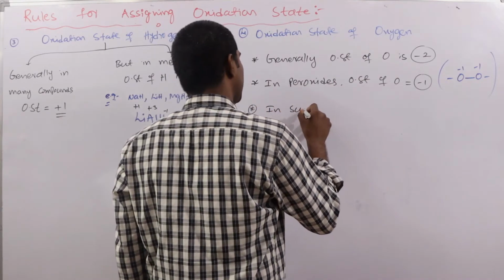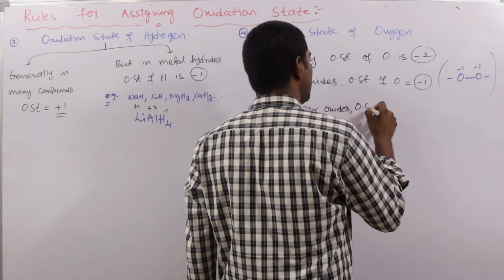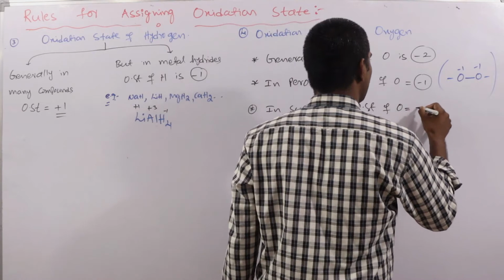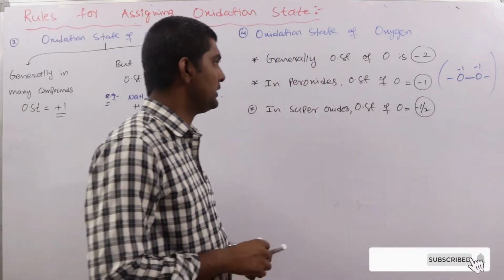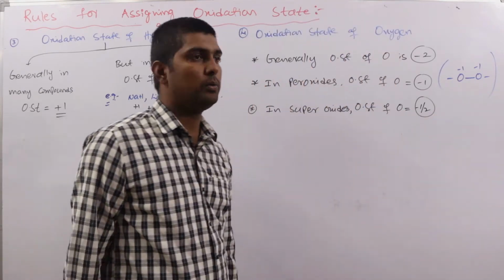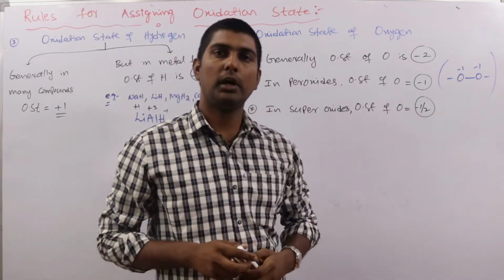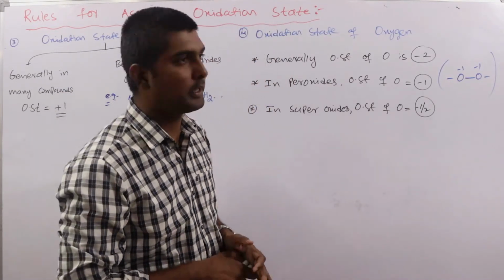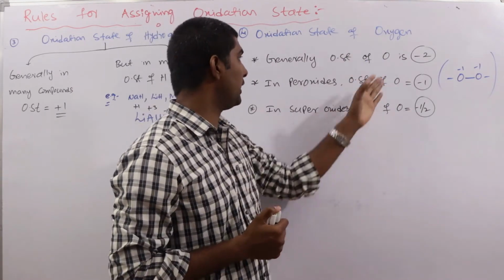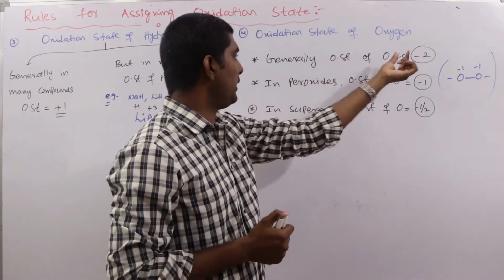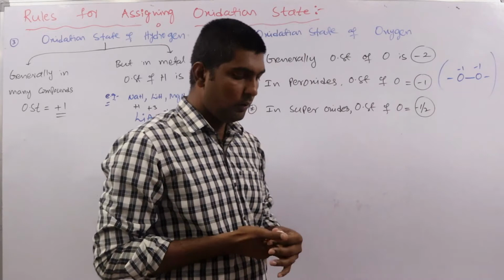In superoxides, oxidation state of oxygen is equal to -1/2. Another special case here, superoxides. Direct questions are asked many times in the different entrance exams, IIT, NEET, and other competitive exams. So very, very important. Generally -1 in the peroxides, -1/2 in the superoxides.